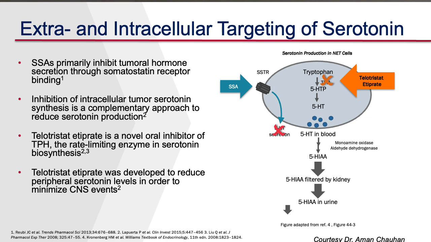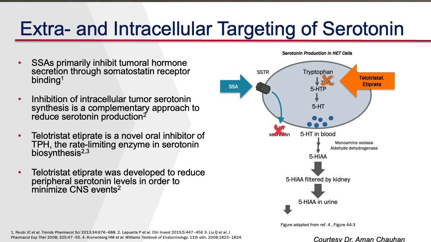And how do we manage this? We discussed the different complications related to serotonin excess, and then the different therapies for that. We discussed that it's important to block the production of these hormones. One of these is, as we discussed, the somatostatin analogs, lanreotide or octreotide. Another one that we discussed is telotristat, which inhibits the enzyme that converts tryptophan to serotonin.